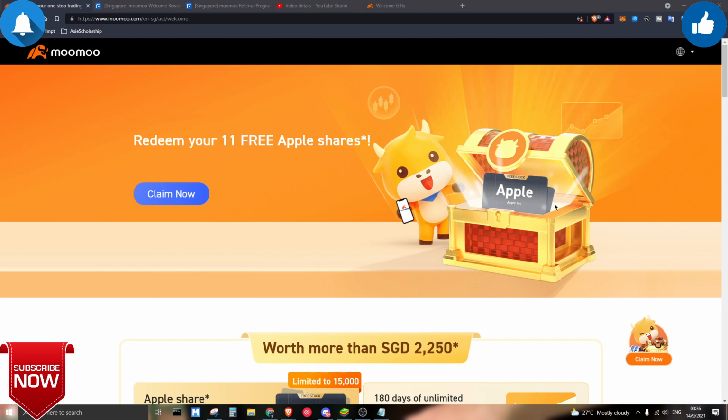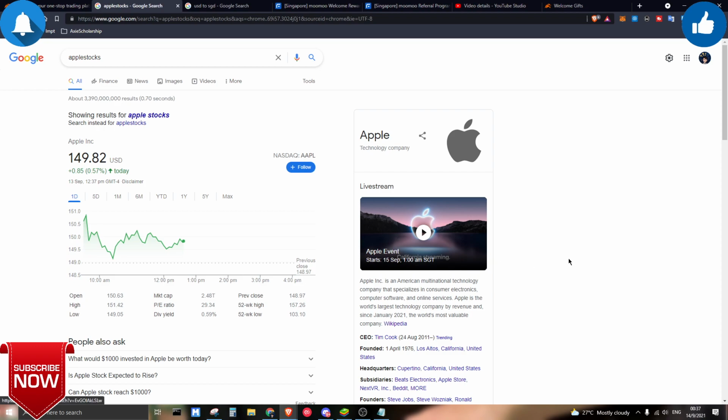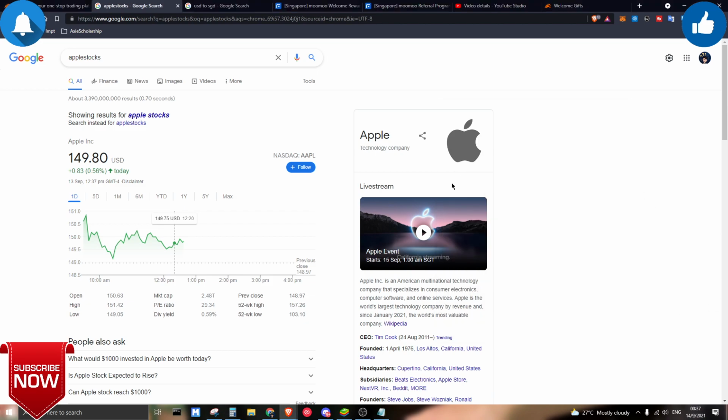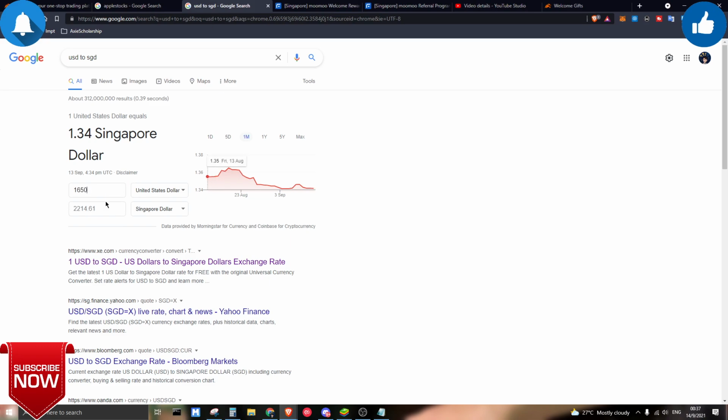I'm going to guide you on how to get free 11 Apple stocks. I mean it, yes, free 11 Apple stocks. For those who don't know what an Apple stock is, basically an Apple stock is valued at, let's round it up, 150 US dollars. Then 11 of them, let's calculate, is 1,650 US dollars that is free. And if you want to convert it to Sing dollars, over here you can see you're getting up to $2,214.